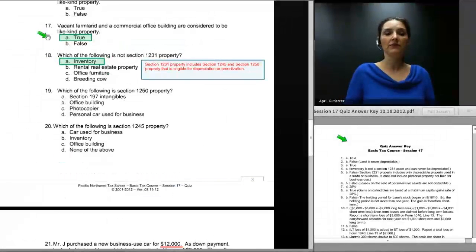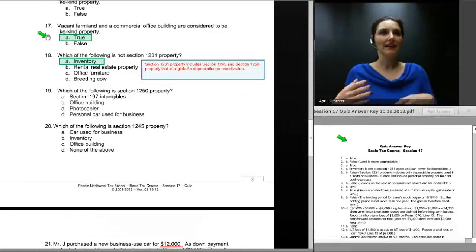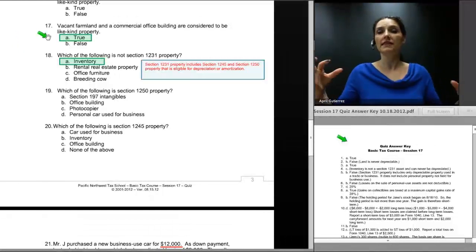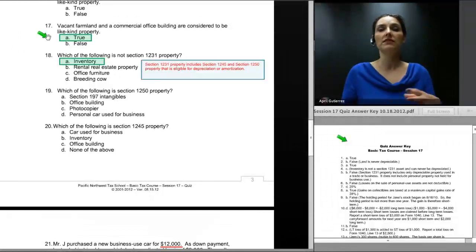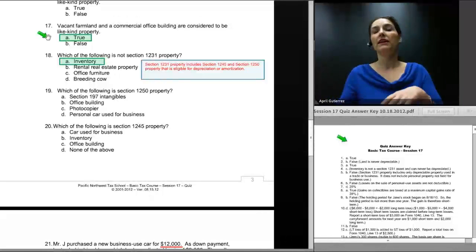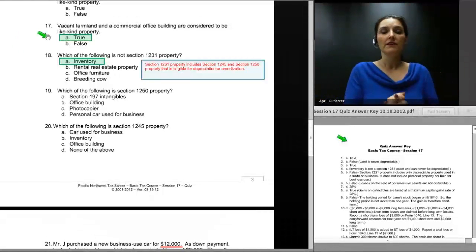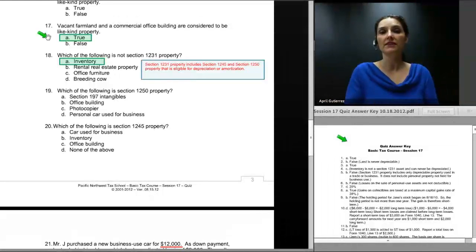Number 17, vacant farmland and a commercial office building are considered to be like-kind property. This one throws people all the time. How can vacant land and an office building be like-kind? Well, they are. The IRS says that all real estate inside of the United States is like-kind to any other real estate in the United States, regardless as to whether it's improved or unimproved, whether it's a commercial building or farmland or a residential rental property. Doesn't matter. We simply look, do we have real estate inside of the United States? Real estate for real estate is always like-kind.